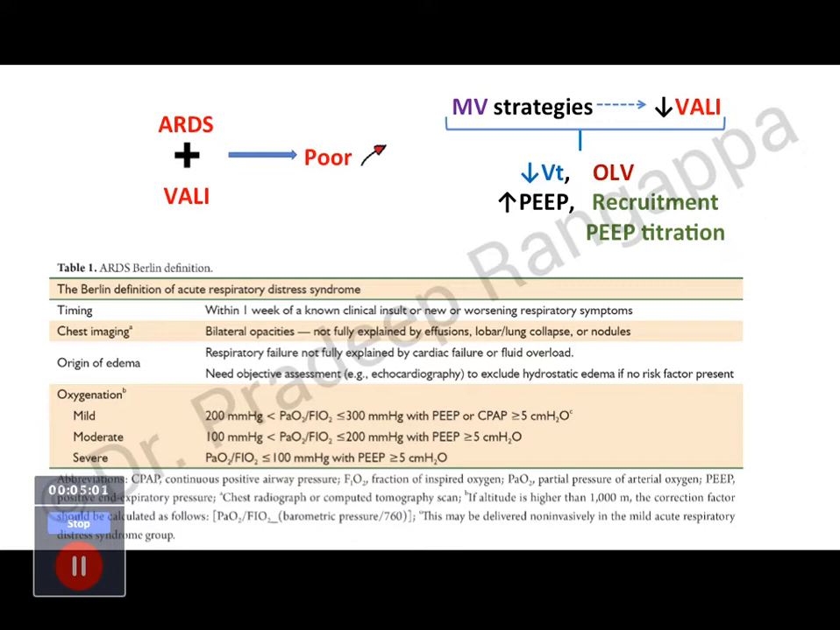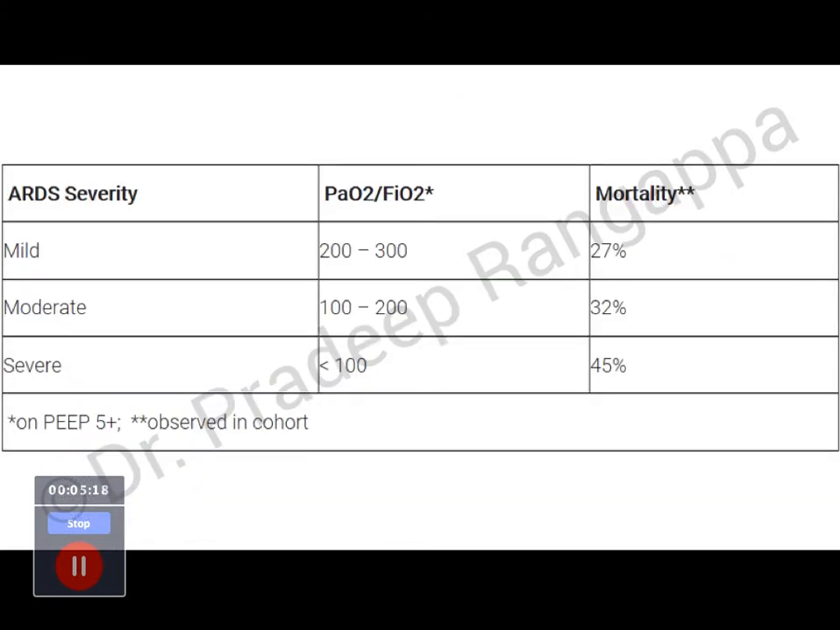This got revised a few years back, and now this is the definition we accept. So any patient you see in your hospital or in your practice with bilateral opacities where cardiac cause is ruled out, within a week of having an inciting event and having low oxygen of that ratio, despite giving 5 PEEP, you call it as ARDS. Okay. So why is it important?